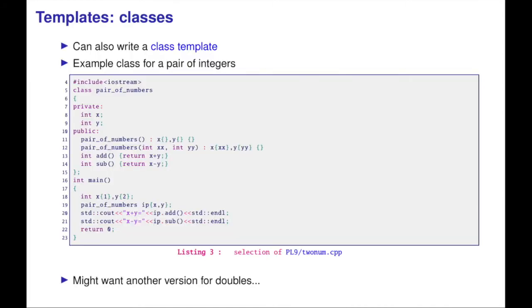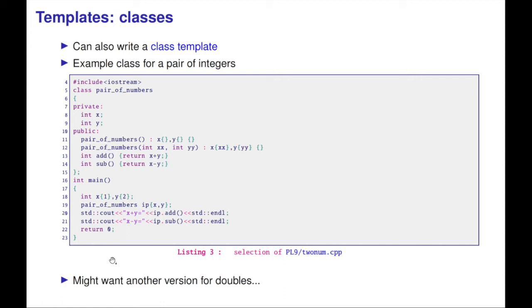So, I said I can do it with functions. I can also do it with classes. Let me show you how it works. Suppose I have a class pair of numbers, which has two private integer arguments, and it can add and subtract them, and then I can do stuff with that.